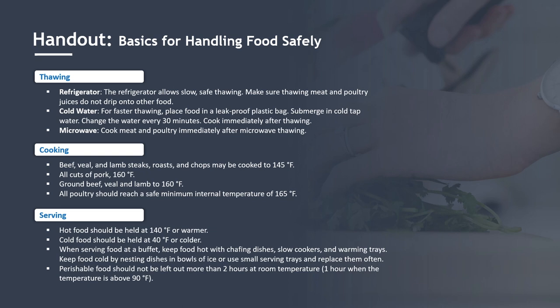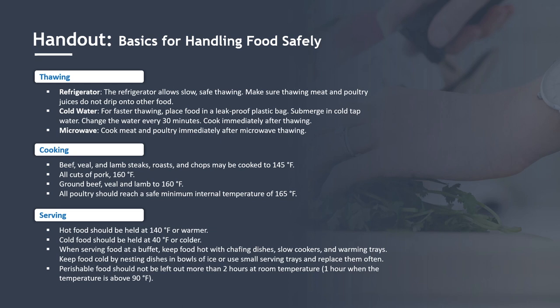Serving. Hot food should be held at 140 degrees Fahrenheit or warmer. Cold food should be held at 40 degrees Fahrenheit or colder. When serving food at a buffet, keep food hot with chafing dishes, slow cookers, and warming trays. Keep food cold by nesting dishes in bowls of ice, or use small serving trays and replace them often.